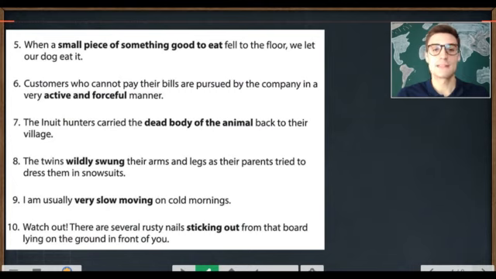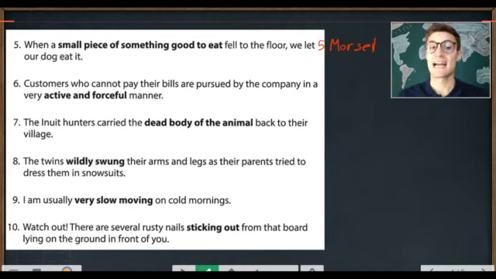When a small piece of something good to eat fell to the floor, we let our dog eat it. A small piece of something good to eat. Which word has the same meaning? Morsel. Morsel is the word. When a morsel fell to the floor, we let the dog eat it.